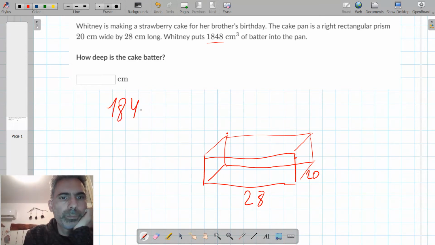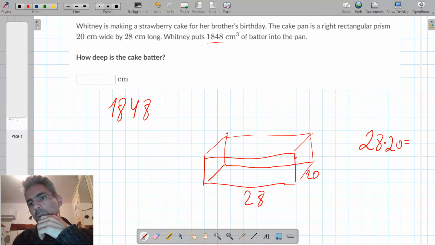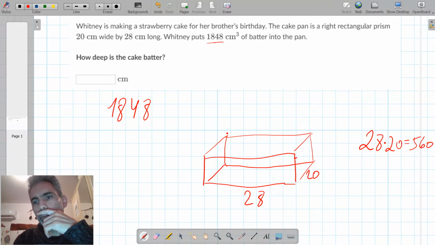1848, and we have the base, which is 28 by 20. So 28 times 20 is 560, right? Yes.